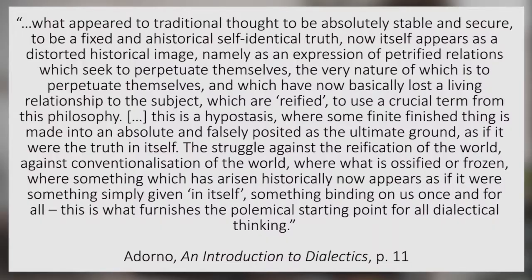Adorno writes that what appeared to traditional thought to be absolutely stable and secure, to be a fixed and ahistorical self-identical truth, now itself appears as a distorted historical image, namely as an expression of petrified relations which seek to perpetuate themselves, the very nature of which is to perpetuate themselves, and which have now basically lost a living relationship to the subject, which are reified, to use a crucial term from this philosophy. This is a hypostasis, where some finite finished thing is made into an absolute and falsely posited as the ultimate ground, as if it were the truth in itself.